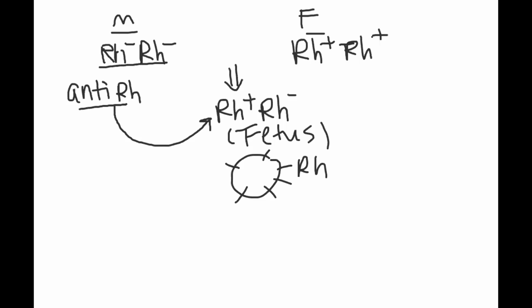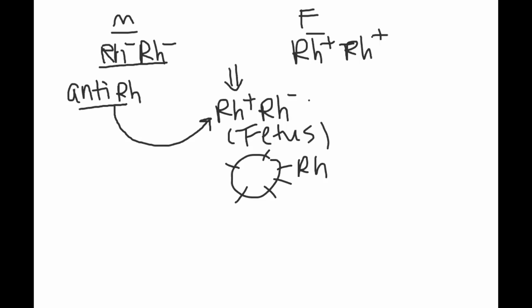But at delivery time, there's a rupture, blood vessels rupture. Then there's a chance for the maternal blood to be exposed to the fetal blood. Then the maternal side will start to have anti-Rh antibodies developed, right? So in the second pregnancy, if the fetus is Rh positive, there's a big chance that the maternal antibodies can destroy the fetal RBCs.